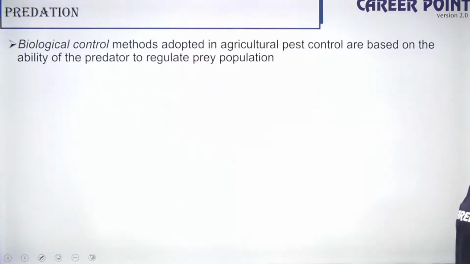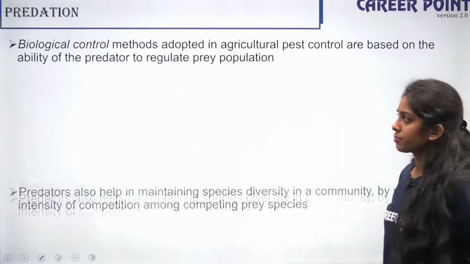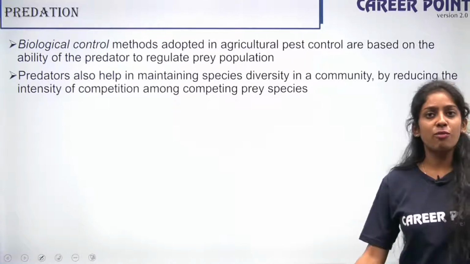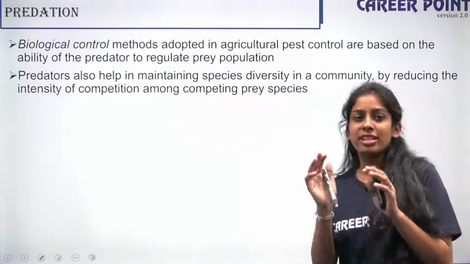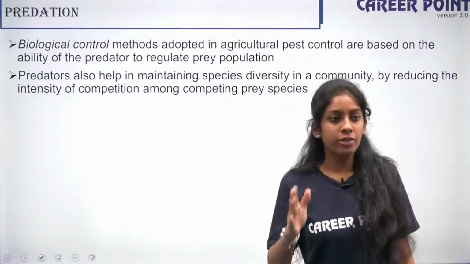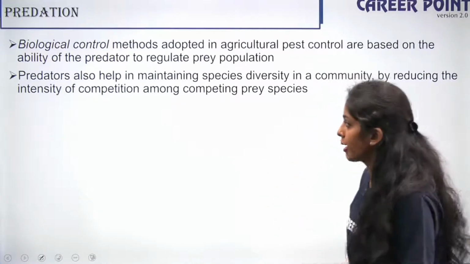Next, the biological control methods adapted in agricultural pest control are based on the ability of the predator to regulate the prey population. Okay, so the predator also helps in maintaining the species diversity in a community by reducing the intensity of competition among competing prey species. So if you have two prey species, the predator will ensure that the populations of both the species are kept in check.